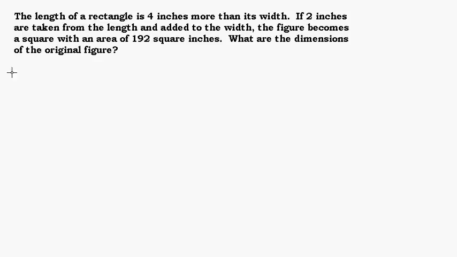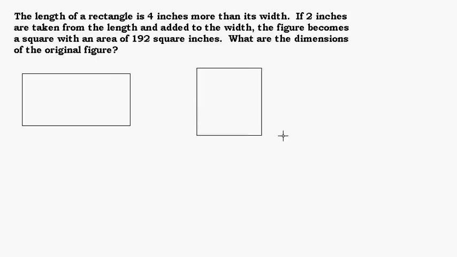So let's see if I can pull up a rectangle here that we can write some stuff on. The length of a rectangle is 4 inches more than its width. So there's my rectangle. I'm going to write some stuff there. If 2 inches are taken from the length and added to the width, the figure becomes a square. So now we've got another figure to deal with, a square. So let's draw a square over here. And we can use that.